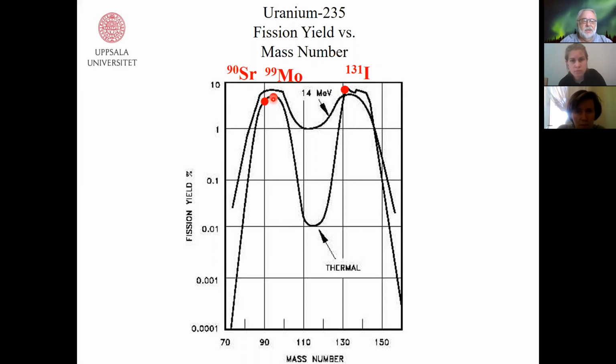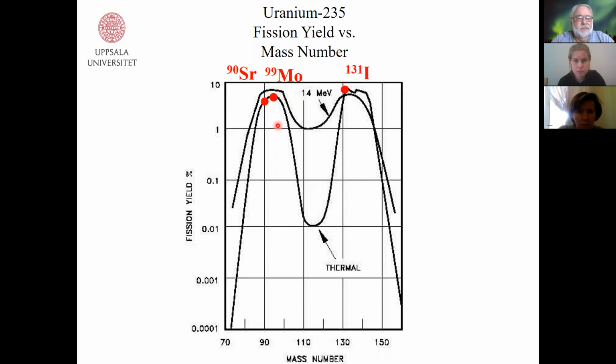So which results in two peaks of products. One with a mass around 100 and another with a mass around 130. And you might recognize that strontium-90 was one of dominant nuclides in Chernobyl fallout, iodine-131 at initial step, and then cesium-134 and 137. So there are very massive products.